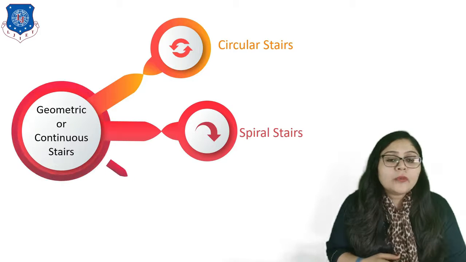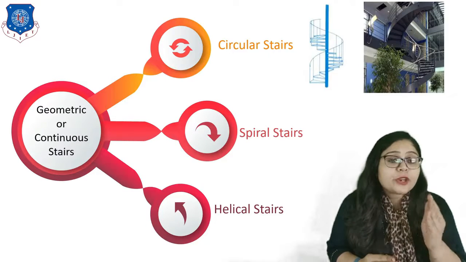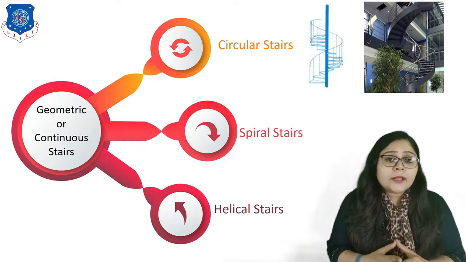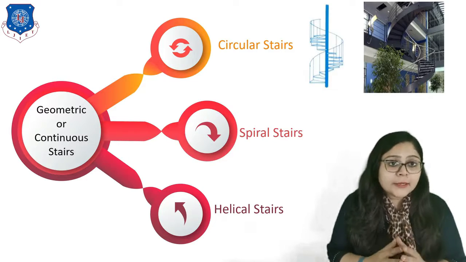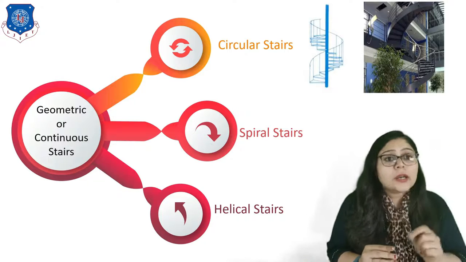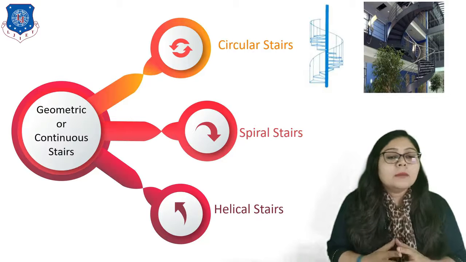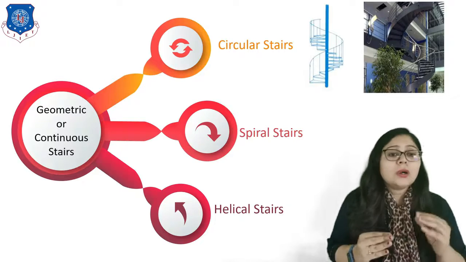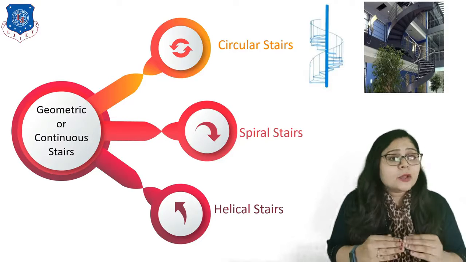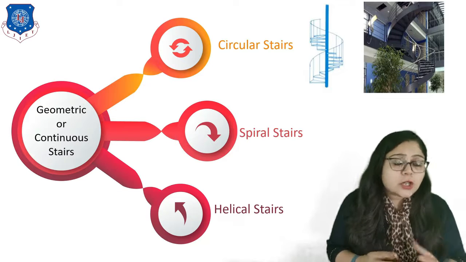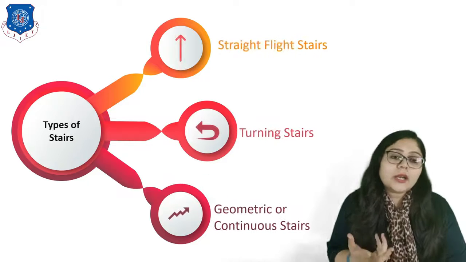Now moving to the third type, which is helical stairs. On the first look you cannot identify what is the difference between spiral and helical stairs. So if you see clearly here, one rod is not compulsory for helical stairs, while in spiral stairs it is majorly required. According to different shapes, it is also known as geometric, and as no landing is in between, it is also known as the continuous stair. So this is all about geometric or continuous stairs.